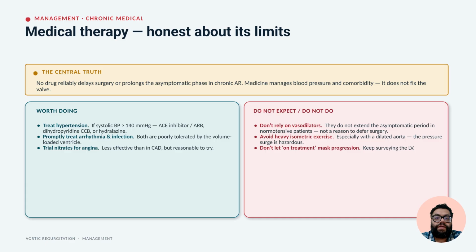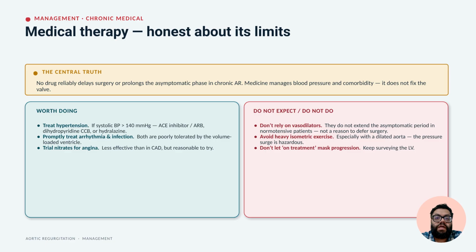So, what is worth doing? Treat hypertension when the systolic pressure climbs above about 140 using an ACE inhibitor or ARB, a dihydropyridine calcium blocker, or hydralazine because a lower afterload genuinely helps the leak. Treat arrhythmias and infections quickly since the volume loaded ventricle tolerates them badly, and you may trial nitrates for angina even though they work less well than in coronary disease.